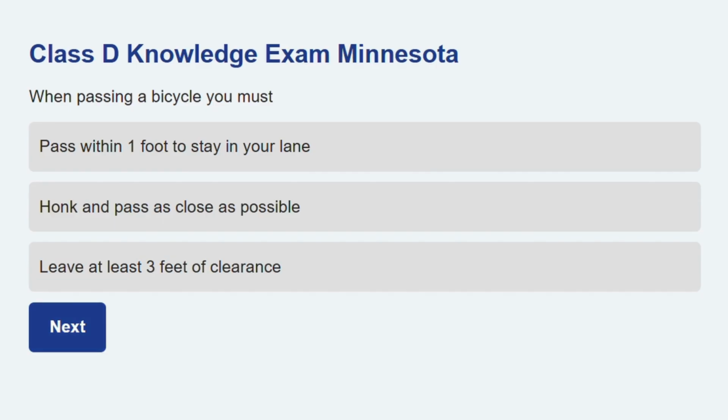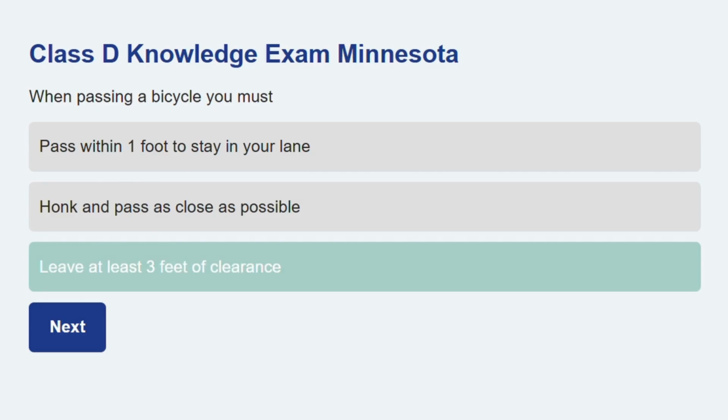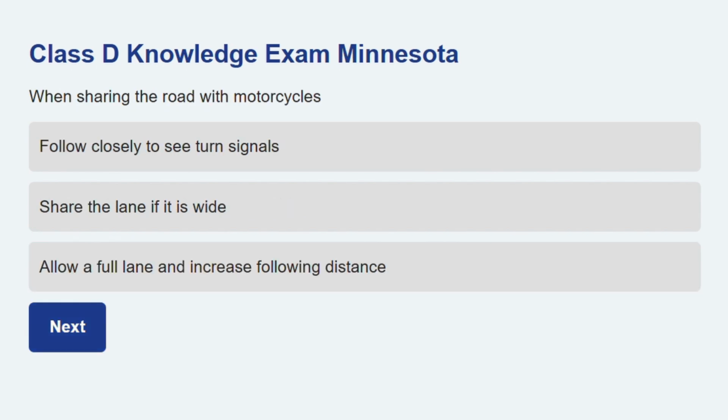Next question. When passing a bicycle, you must leave at least 3 feet of clearance. This buffer zone protects cyclists from being knocked off balance by the wind from your vehicle and gives them room to maneuver. Let's continue. When sharing the road with motorcycles?